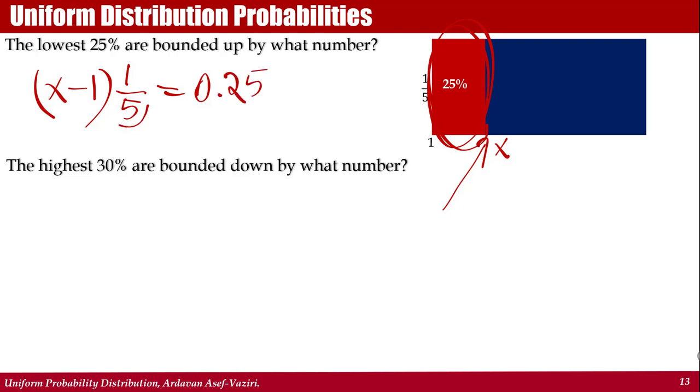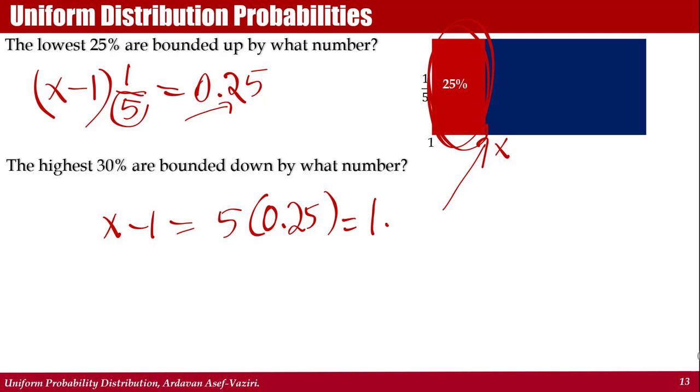So if I multiply this 5 by this 0.25, I will get x minus 1 equal to 5 times 0.25, which is equal to 1.25. And if I take this one from left-hand side to right-hand side, x is equal to 2.25.